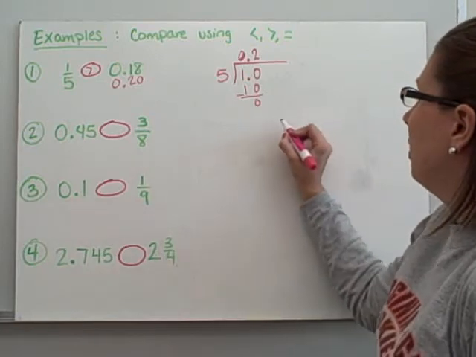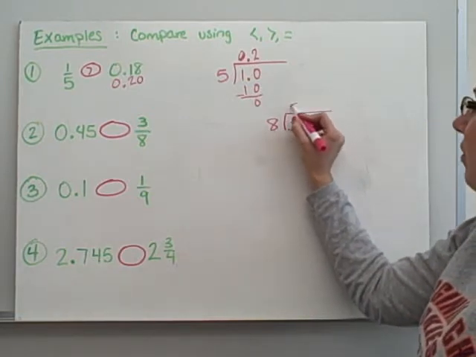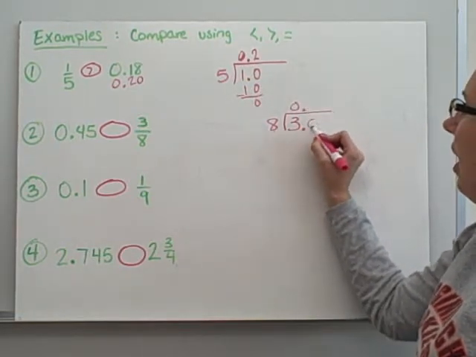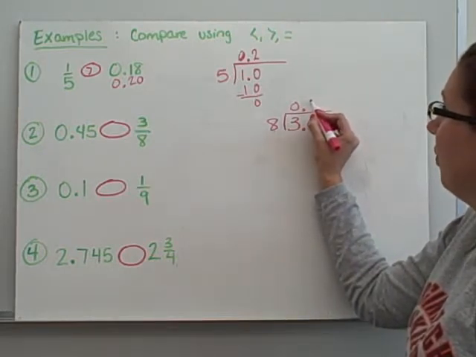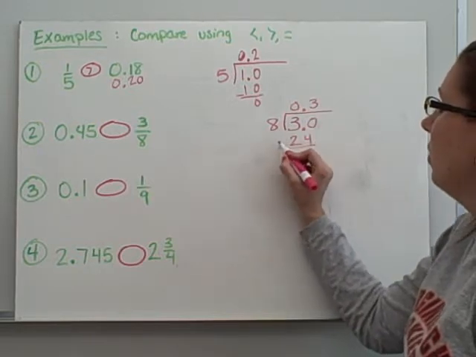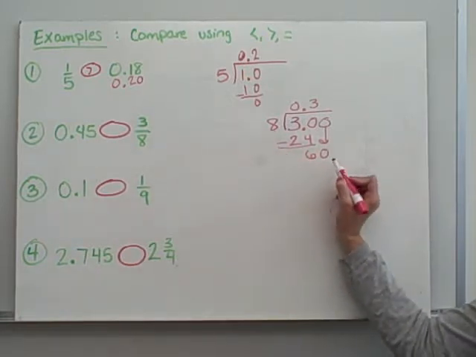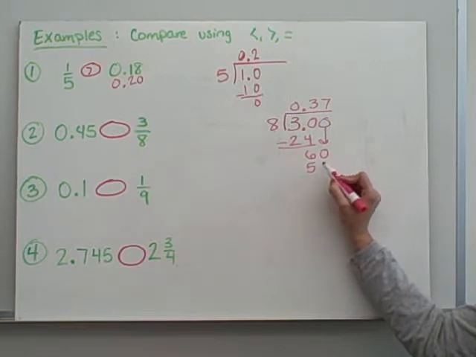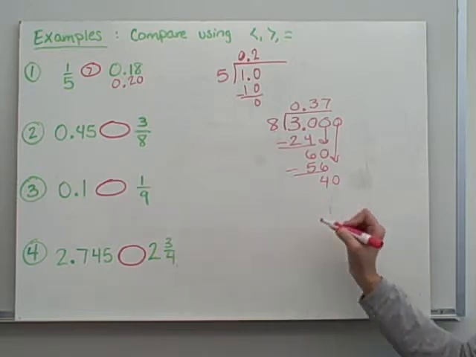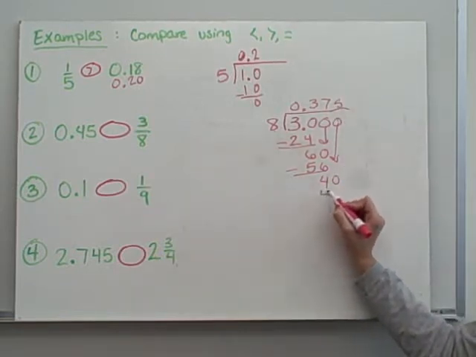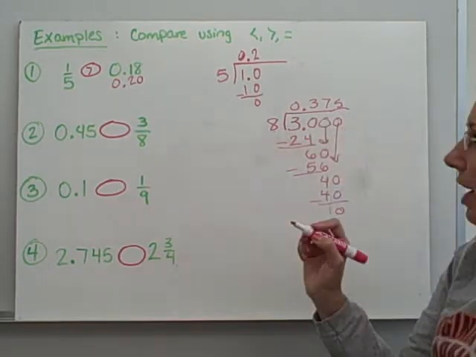Same thing here. I'm going to divide 3 divided by 8. 8 cannot go into 3, so I'm going to add a decimal, bring it up, add a 0. 8 goes into 30, how many times? 3 times. 3 times 8 is 24. When I subtract, I have 6 left over. Bring that 0 down. 8 goes into 60, 7 times. 7 times 8 is 56. I subtract and I'm left with 4. Add a 0, bring it down. 8 goes into 40, 5 times exactly. So I'm left with 0.375.